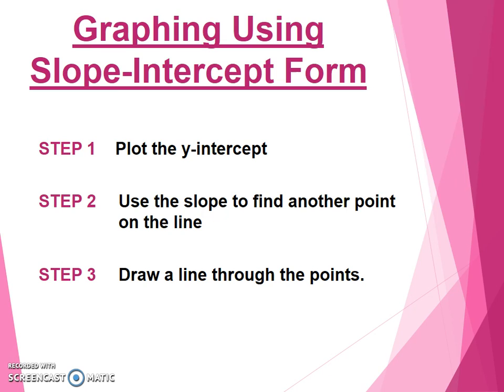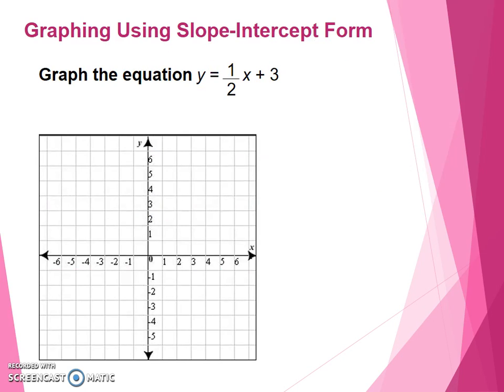And then once you have at least 2 points, then you can draw the line going through them. All right, so let's look at this example. Let's graph the equation y equals 1/2 x plus 3. First thing I'm going to do is think about what's my slope, what's my y-intercept. So my slope is 1/2, my y-intercept is positive 3.